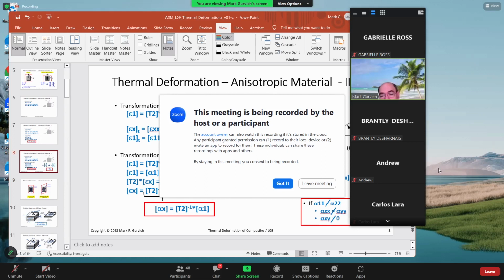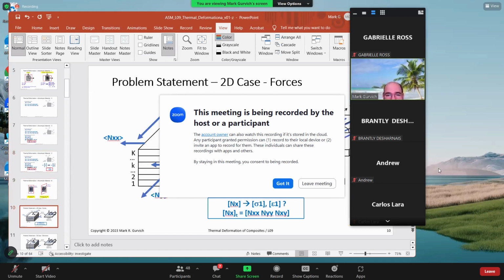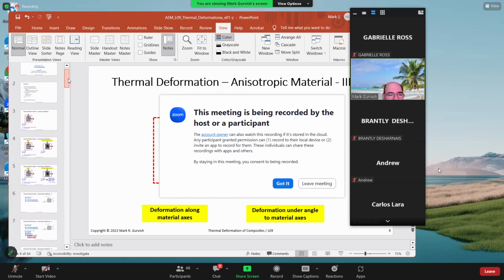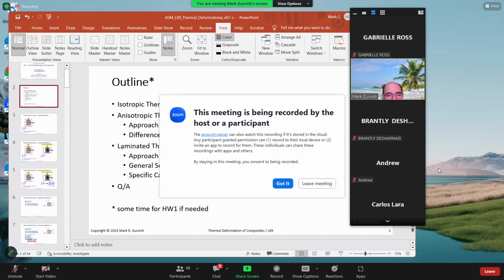If we know alpha XX, alpha YY, and alpha XY, we can recalculate those properties. But the challenge is that sometimes it's very difficult to measure this angle. So usually people work in this direction: first measure alpha 1,1 and alpha 2,2, and after that you can calculate everything. I don't see any questions about the equations.